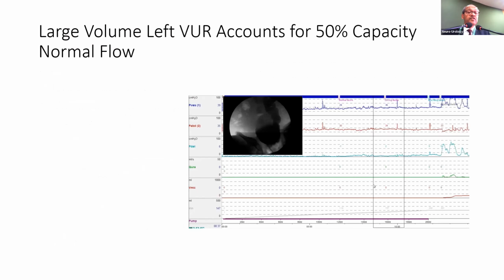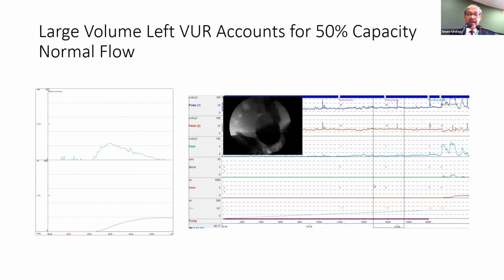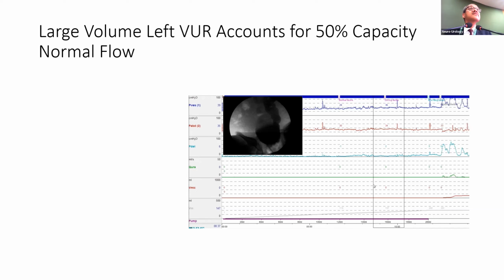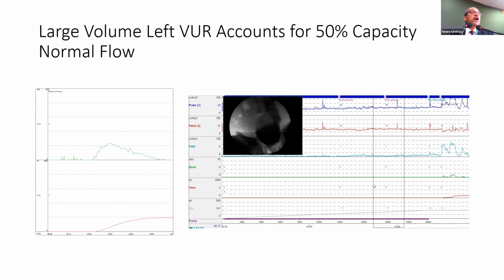In this child, if you see the video trace, there's a large volume reflux happening on the left side. And here, given the symptomatology with this large reflux, it is apparent that this child actually has unsafe storage. So the fact that the compliance looks good doesn't mean anything in a child who's symptomatic, with large volume reflux and upper tract dilatation. This child also had an excellent tube-free uroflow.